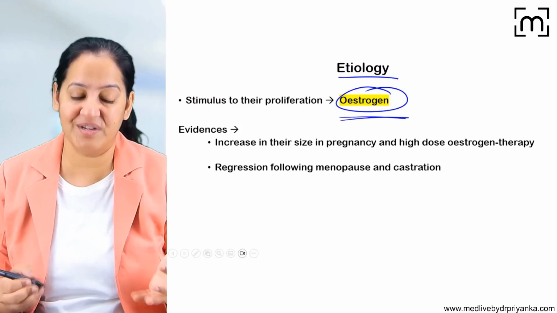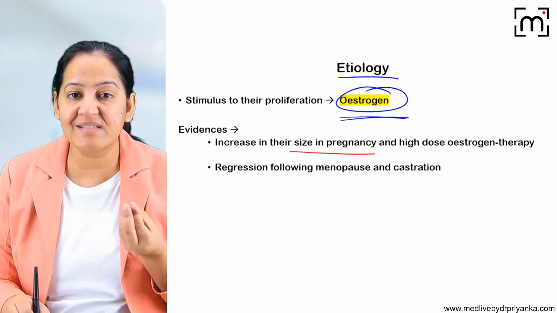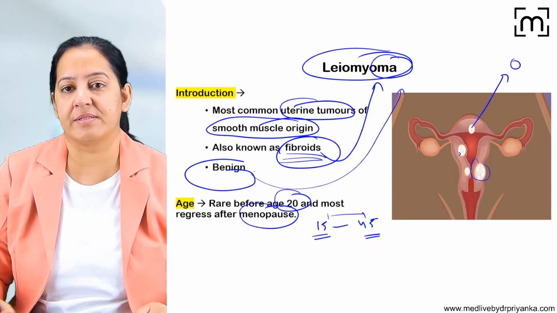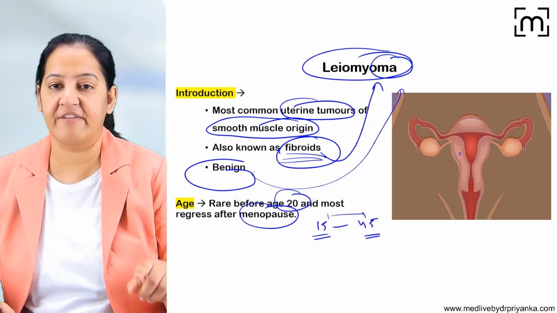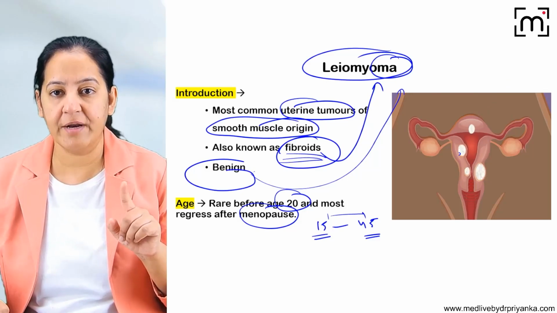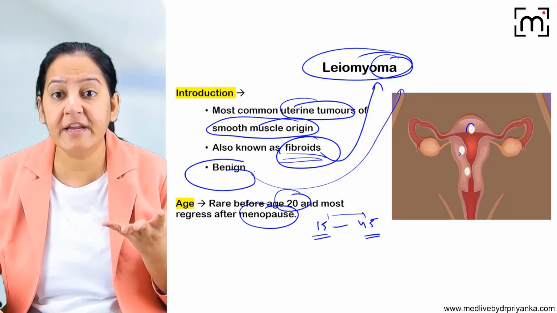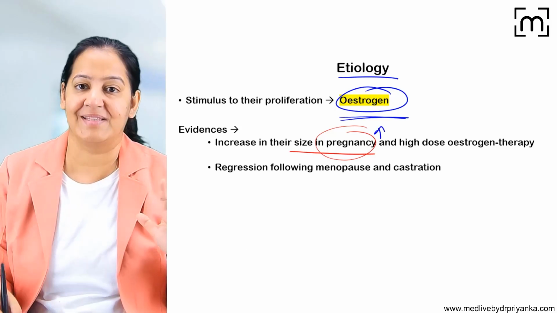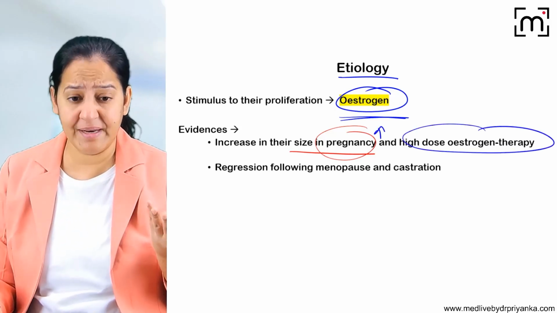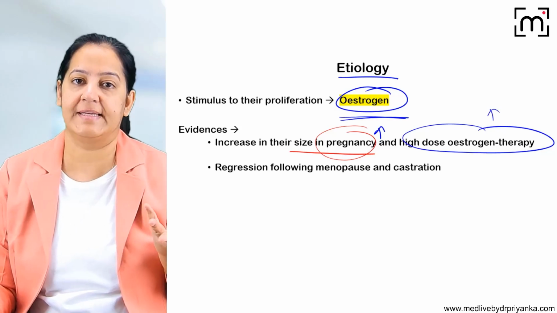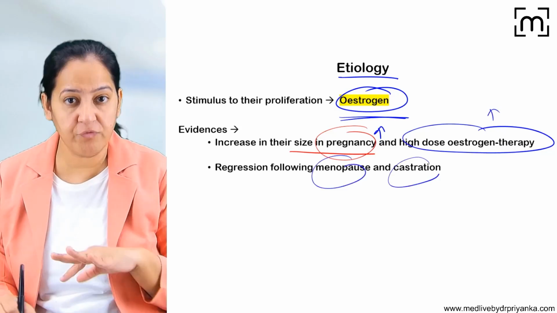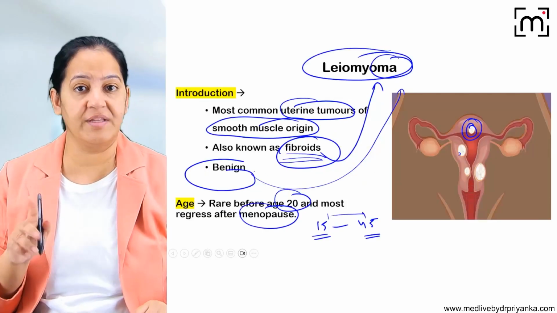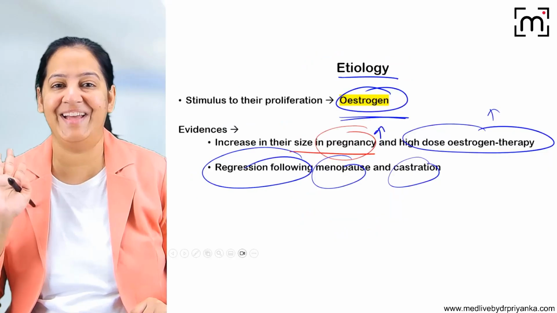What is the evidence that estrogen is required? We have seen that it increases in size in pregnancy. During pregnancy, imagine a female already having a fibroid in the uterus, asymptomatic, and she becomes pregnant. During pregnancy it increases in size, because there is more estrogen in the blood. More estrogen is causing the increase in size. Or with high dose estrogen therapy: if some female is given external estrogen, the fibroid increases in size. Or after menopause or after removal of the ovary, it regresses in size. So this proves that estrogen is required for its proliferation. That is the etiology. So see the introduction, see the age, see the etiology.